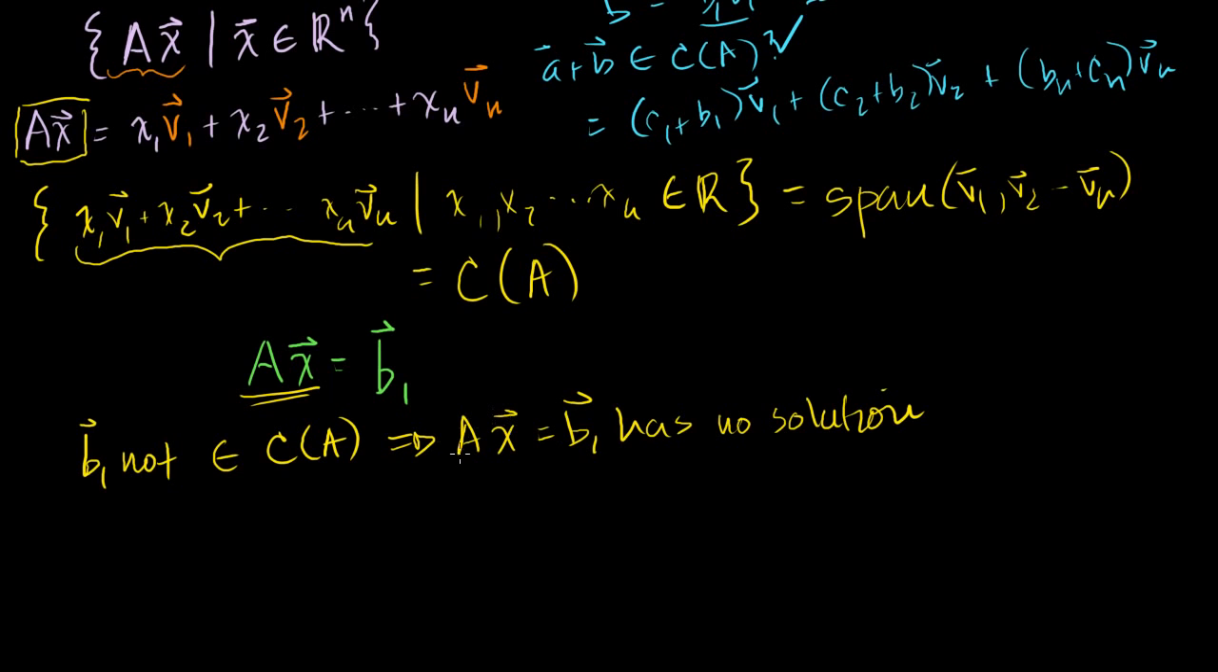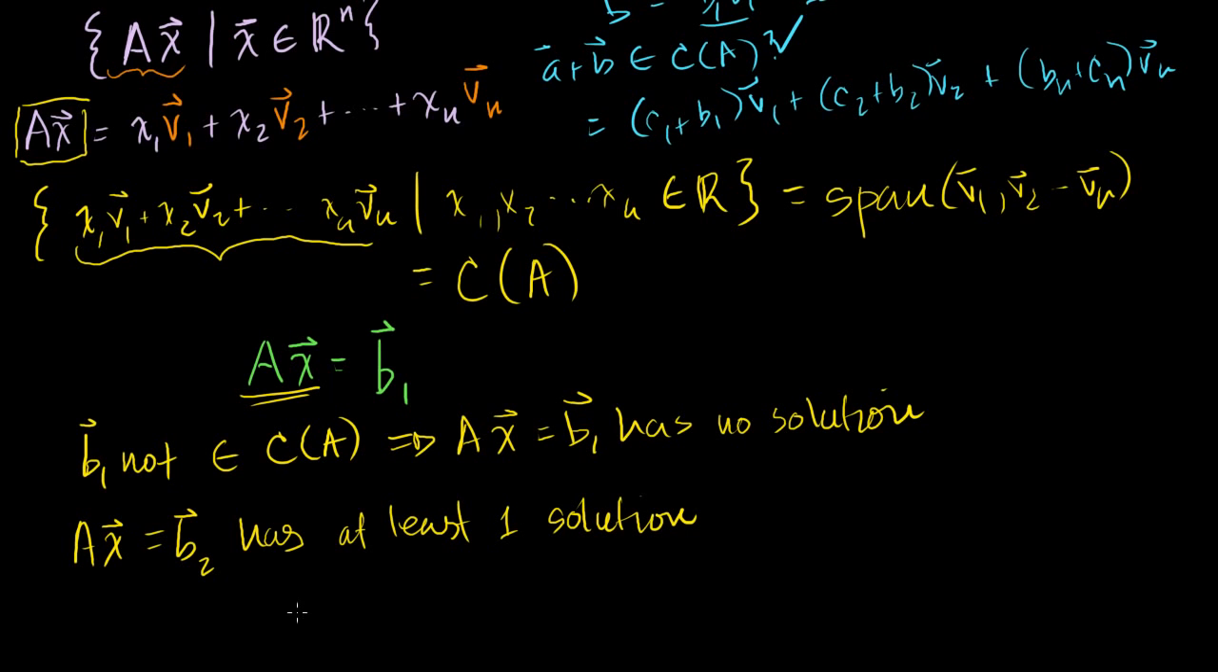If it had some solution, so let's say that Ax equals b2 has at least one solution. What does this mean? Well, that means that for a particular x, or maybe for many different x's, you can definitely achieve this value, right? There are some x's that when you multiply them by A, you definitely are able to get this value. So this implies that b2 is definitely a member of the column space of A.